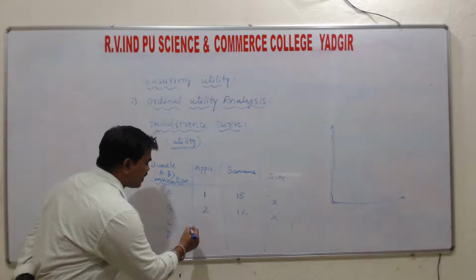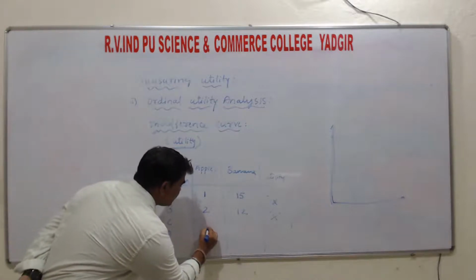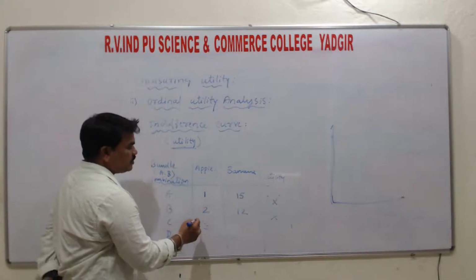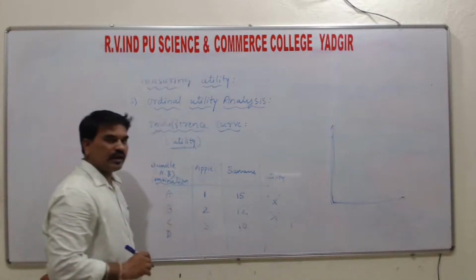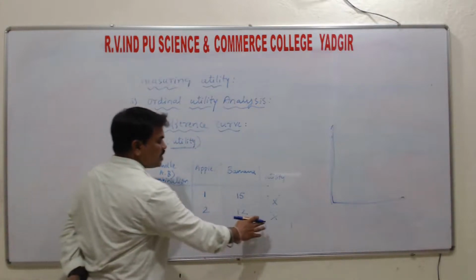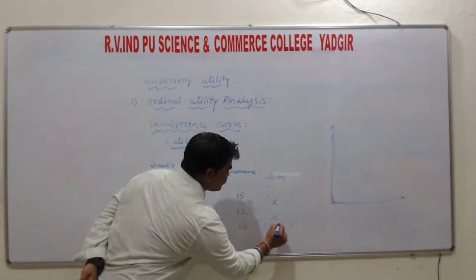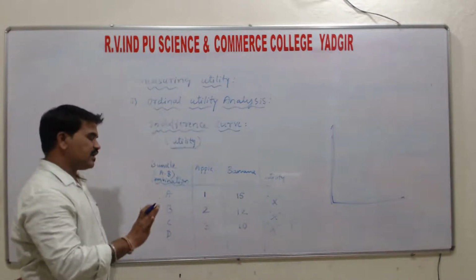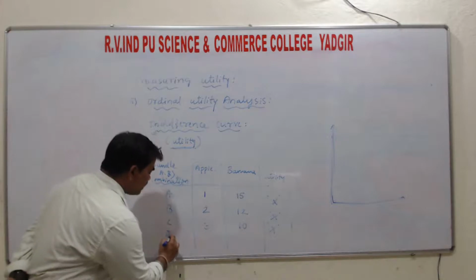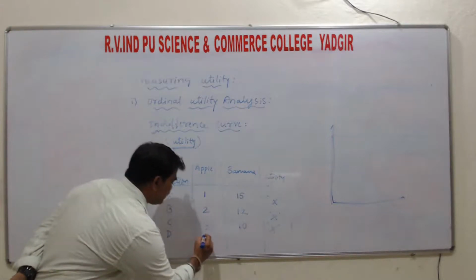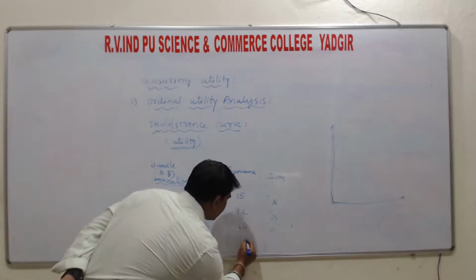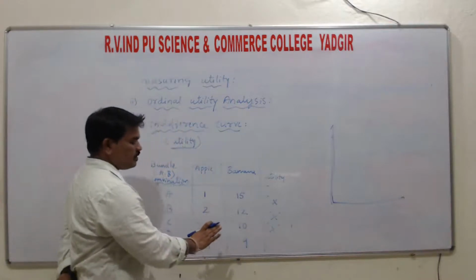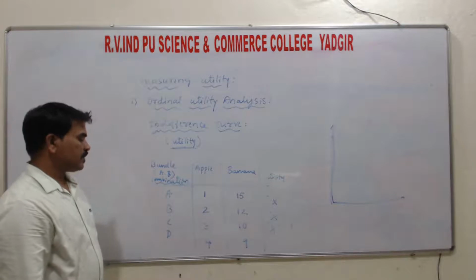And now we will try to find out the third combination. Here he will try to have 3 apples and 10 bananas. In this combination also, his satisfaction level is the same, keeping his satisfaction level the same. And in this fourth combination D, he consumes 4 apples and reduces the bananas to 9.